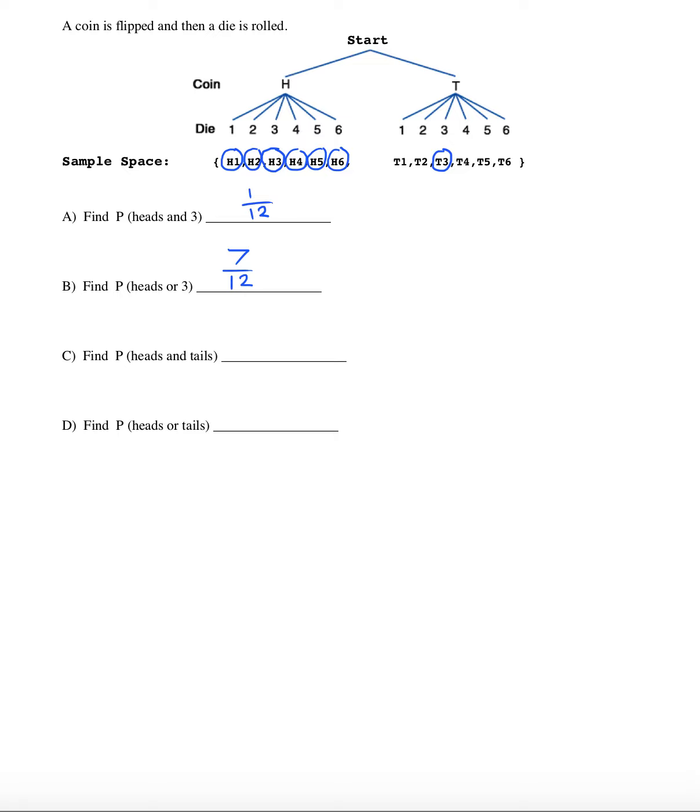What would be the probability of getting heads and tails? Well, that still can't happen because you could either take the heads path or the tails path, but not both. So that's a 0 over 12. And then what about heads or tails? Any outcome can work then.